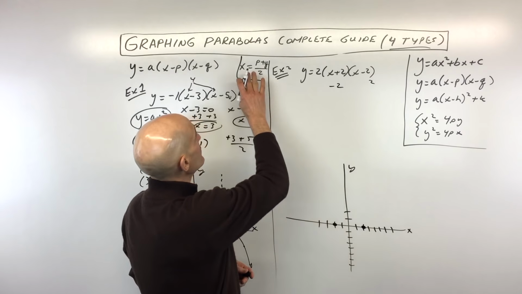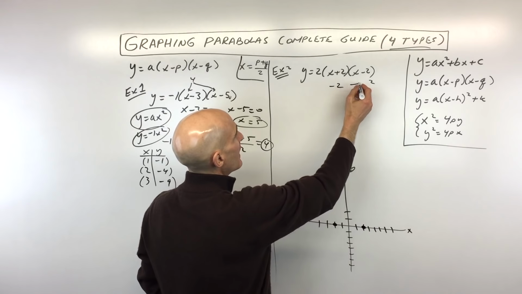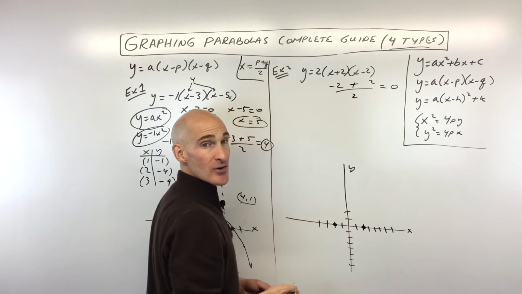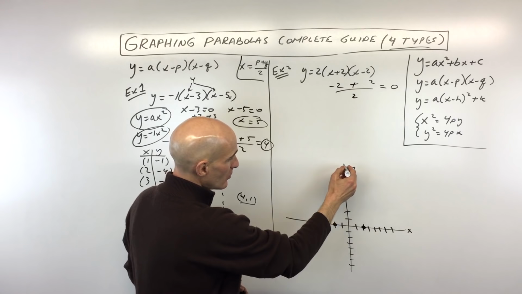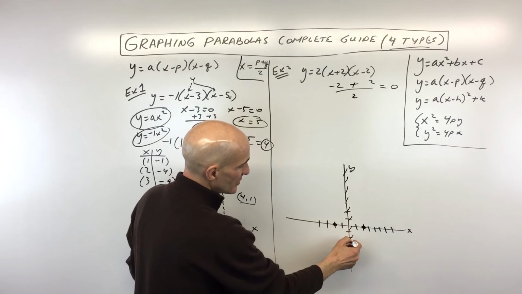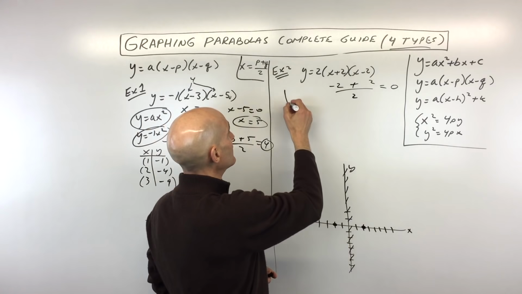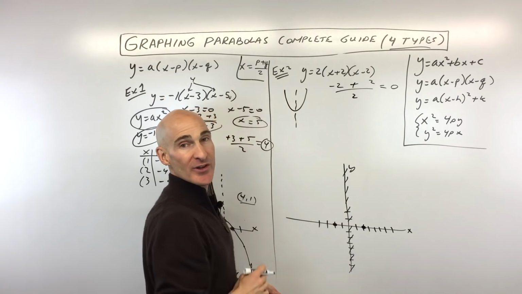Now, if we use our formula, p plus q divided by 2, if we add these up and divide by 2, you can see we're getting 0 over 2, which is 0. So that means right here at 0, that's our axis of symmetry. That's the line, if you fold it over, the parabola is going to match to itself, like so. It's a mirror image.